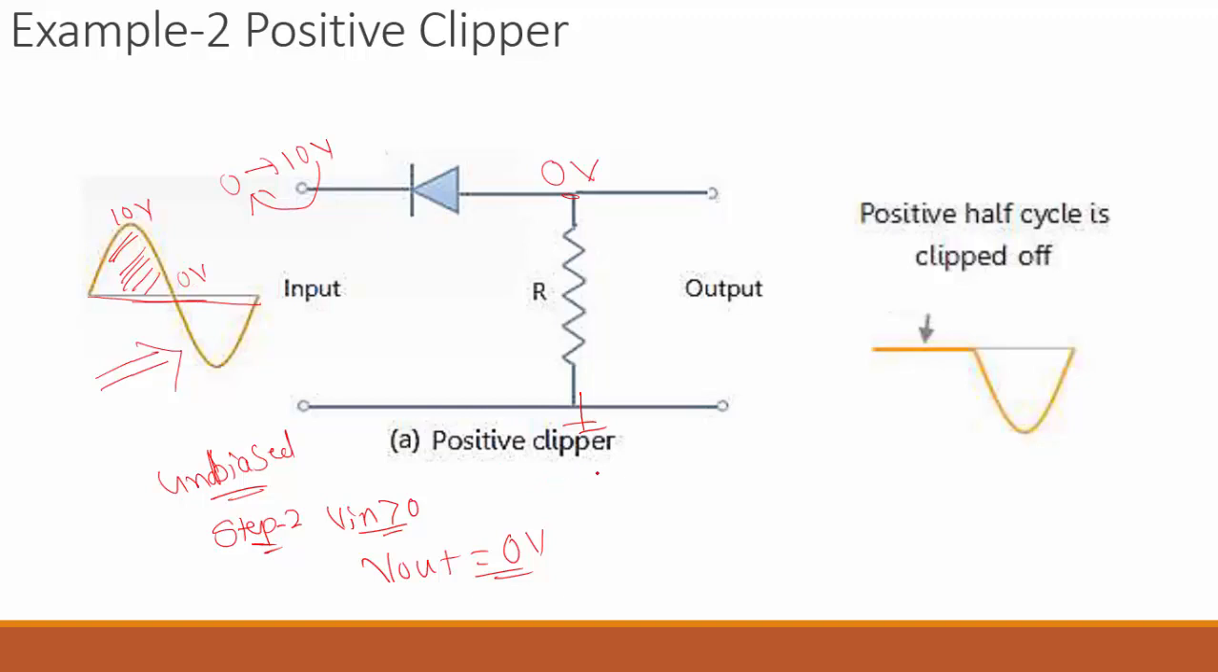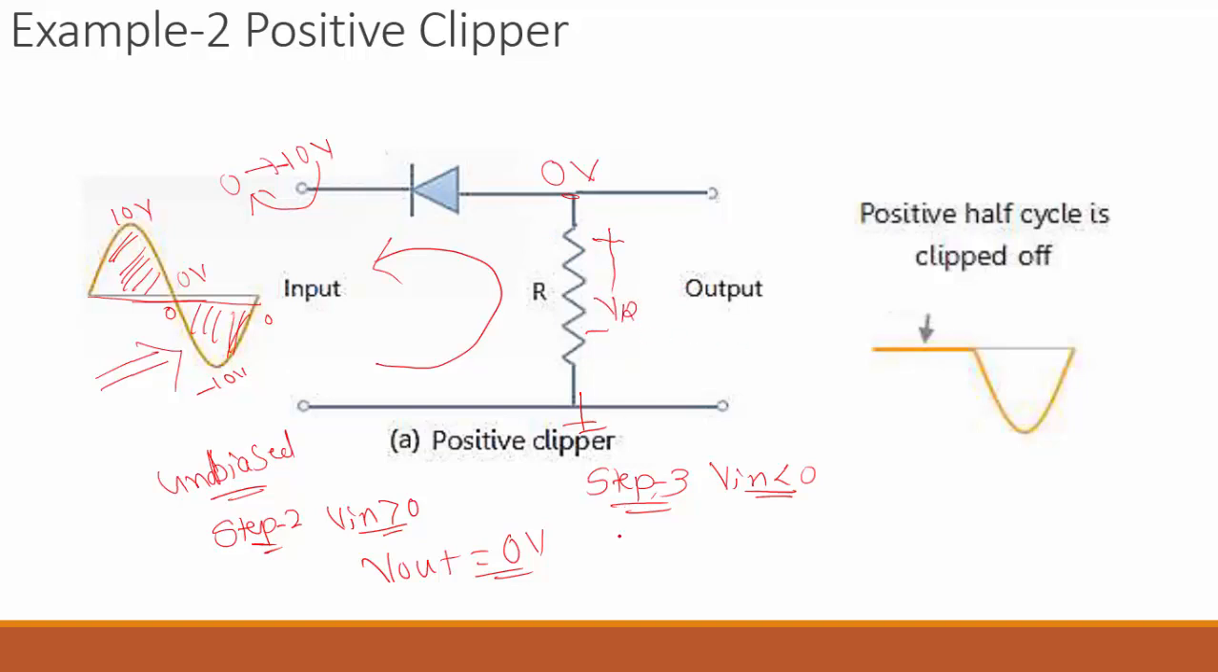Now in step 3, if V in is less than 0, I am talking about this part. Which voltage am I talking about? 0 to minus 10 volt and minus 10 to again 0 volt. If you apply 0 to minus 10 and again minus 10 to 0, what happens? 0 volt is much greater than all the voltages we are applying over here. That means this diode will be forward biased and the current will flow in this direction. What will you get as the output? You will get the output across the drop of the resistor.